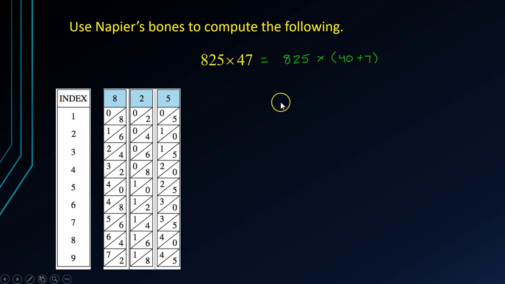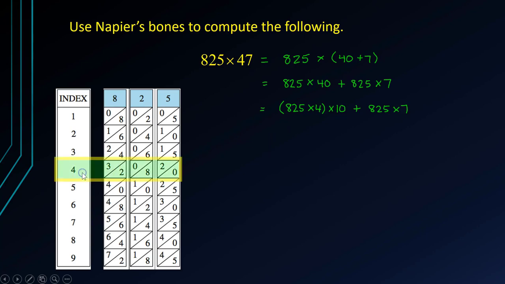I want to think of 825 times 47 as 825 times 40 plus 7, splitting it up. And the 40 becomes 4 times 10. So the two multiplications I really want to focus my attention on are the 825 times 4 and the 825 times 7. And since I'm splitting it up this way, it really doesn't matter which one I do first at this point. So I'm going to look at doing the 825 times 4 first.